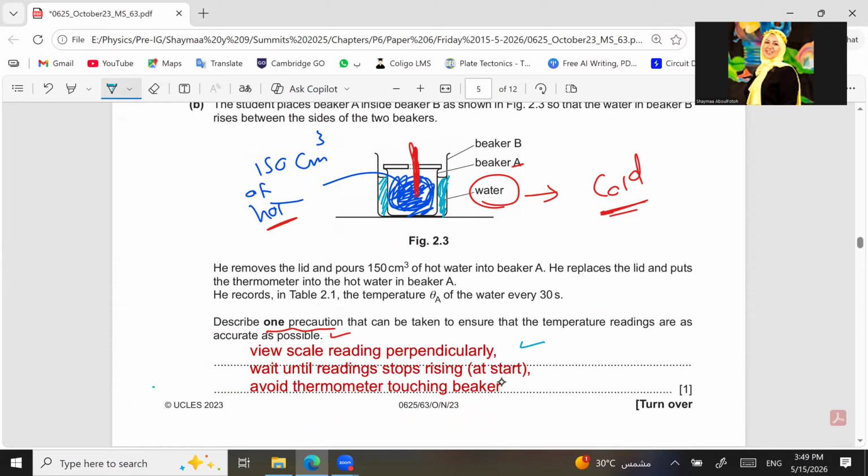Wait until the reading stops rising in the thermometer. Avoid the thermometer touching the beaker. We have a stand, so if I want to put the thermometer, keep it away from the bottom of the beaker. If I want to take the reading, wait until the temperature stops rising in the thermometer. All of these precautions are repeated every time in this kind of experiment.